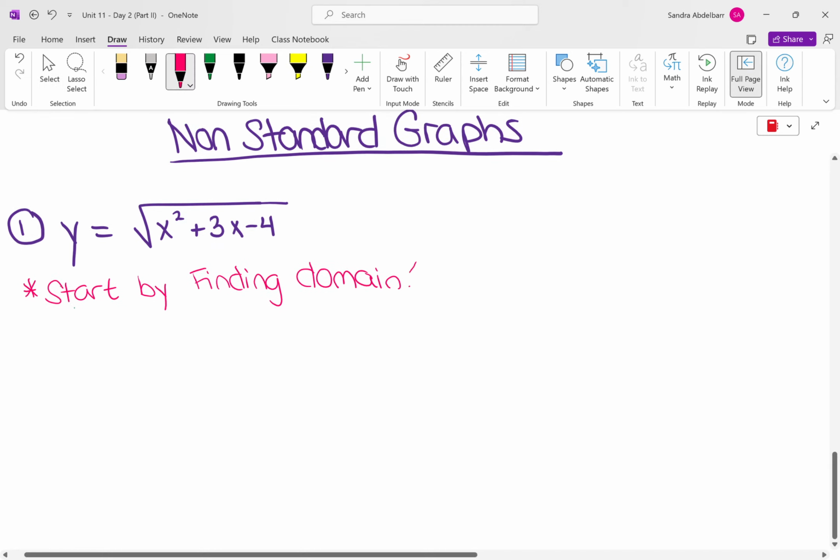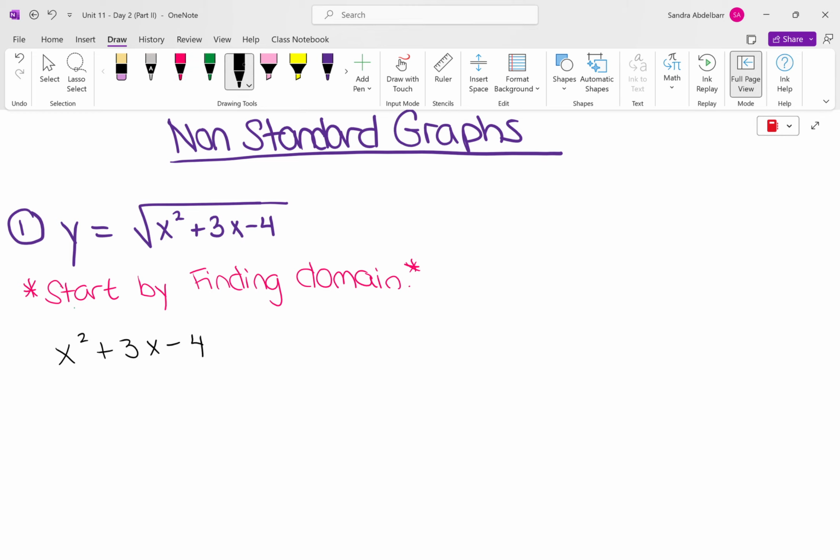So what does that tell us? That tells us that my radicand, this x squared plus 3x minus 4, must be greater than or equal to 0. Quadratic inequality. How do we solve a quadratic inequality? It's a special process we have to take. What do I always call it? We have to test the regions.